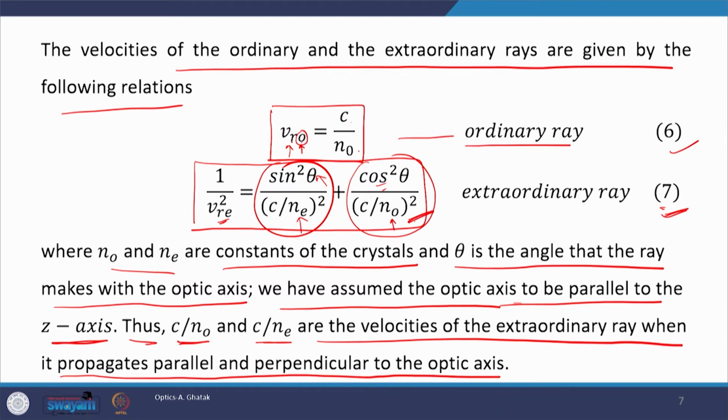This term would be 0 when theta is equal to 90 degrees. And in this particular case, the VRE would be equal to C by Ne. It means the velocity of extraordinary ray would be different than the velocity of ordinary ray when theta is equal to 90 degrees, or when the ray is propagating perpendicular to the optic axis. And therefore, we can say that C by n naught and C by Ne are the velocities of extraordinary ray when it propagates parallel and perpendicular to the optic axis respectively.